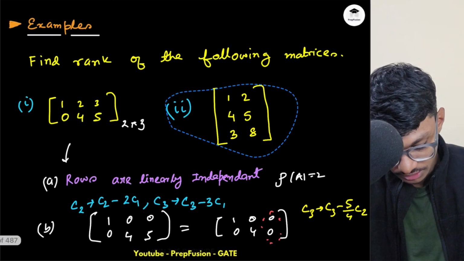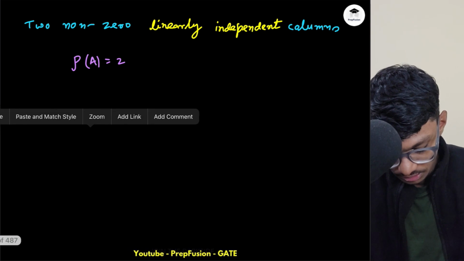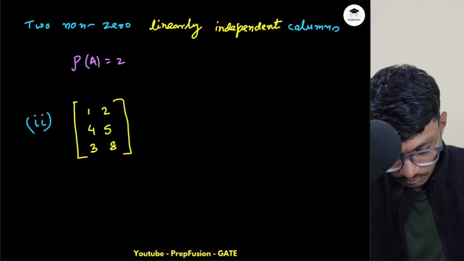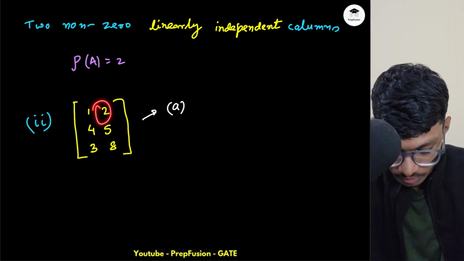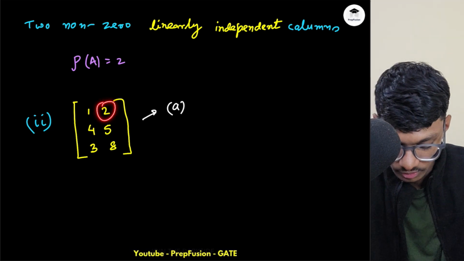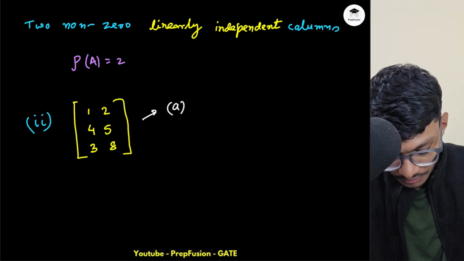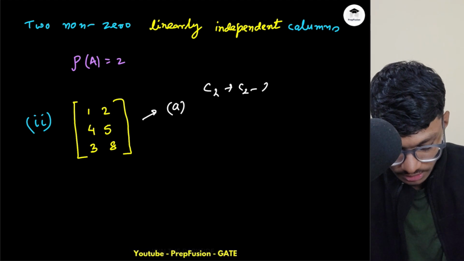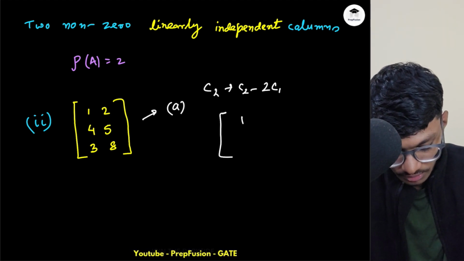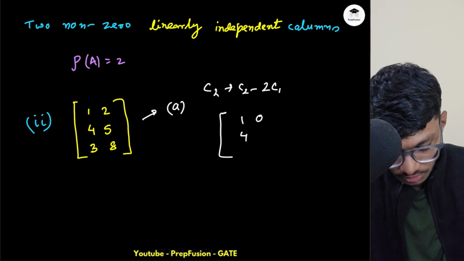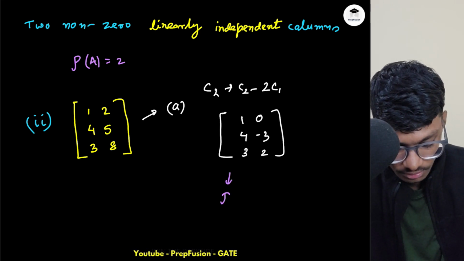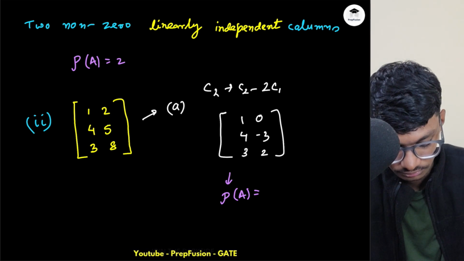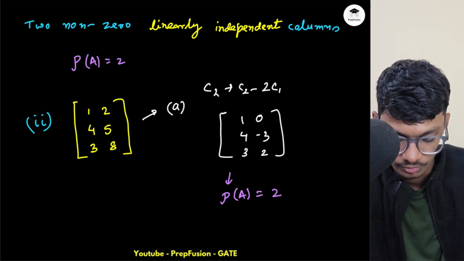Now let's solve this second one both ways. Let's solve it first the column way. I have only two columns, so I can make only one thing 0. If I do C2 changed to C2 minus C1, this will be 1 0 4 minus 3 3 2. Hence obviously the rank of A will be 2 because I have two independent columns.